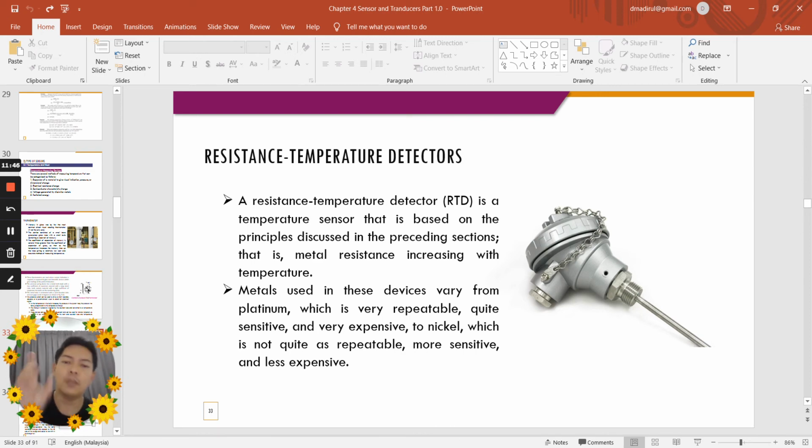Okay. So the metal used in this type of device varies from platinum, which is very repeatable but quite expensive, very expensive compared to nickel. Nickel has a good characteristic, which is although it's not quite as repeatable as platinum, it is more sensitive and also less expensive compared to platinum. So this diagram shows you an example of a resistance temperature detector.